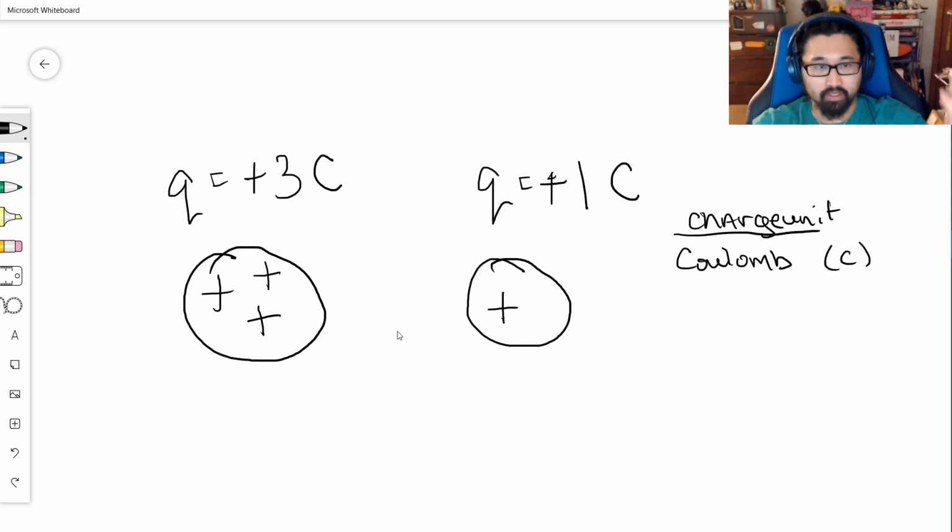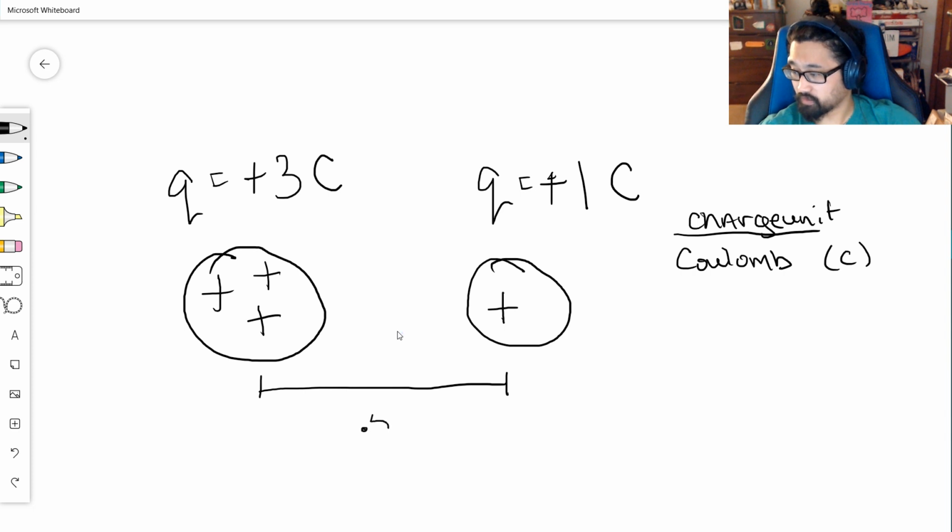Generally when you look at questions like this, you'll see this Q is +3 and the other Q is +1. These two objects will repel each other. If I told you how far apart they were, let's say that they were 0.5 meters apart, then you could solve for an electrostatic force, because you have the two Q's, you have the distance between them, and you have the electrostatic constant. But that's not what I'm going to talk about here.